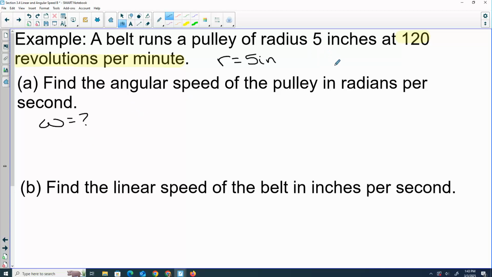A revolution is all the way around the circle. If you go all the way around the circle 120 times, your angle becomes what? How many radians is it to go all the way around the circle? 2 pi. So if we do that 120 times, we could say the angle is 240 pi. And that was in 1 minute, so my time is 1 minute. But I want it in radians per second, so instead of 1 minute, what should I use for my time?